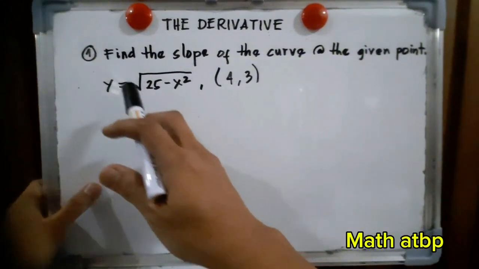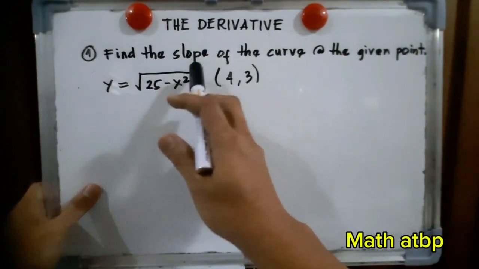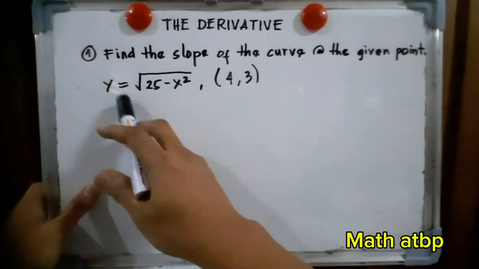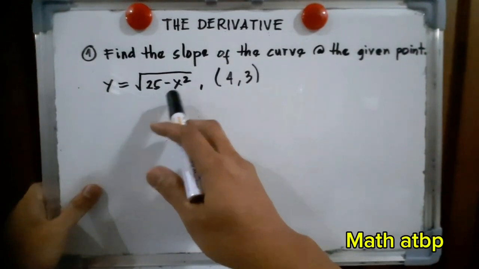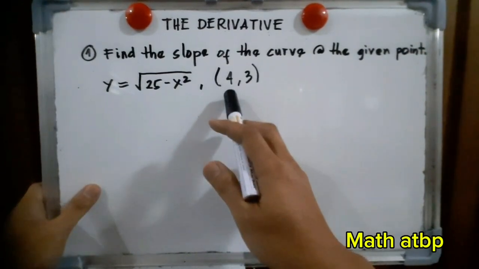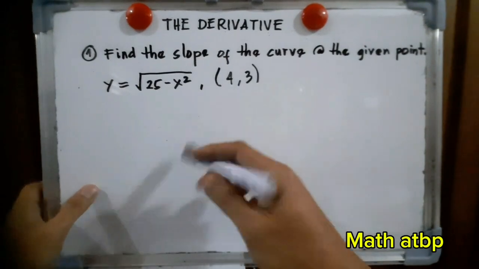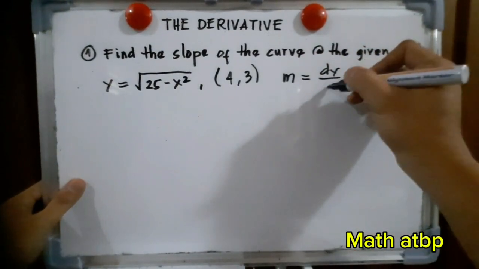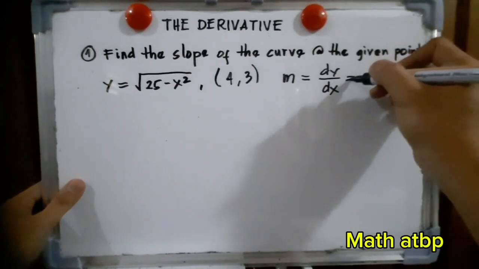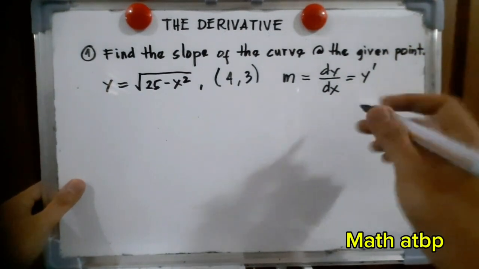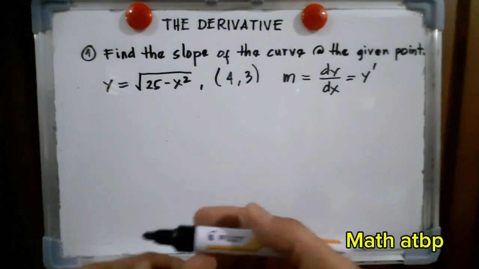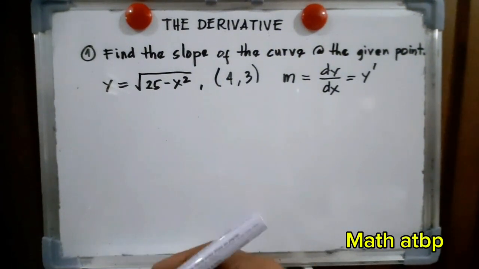Let us continue studying the derivative. In this example, we are asked to find the slope of the curve at the given point. y is equal to the square root of 25 minus x squared at the point (4, 3). What is a slope? Slope is the same as dy/dx, or simply your y prime. y prime is equivalent to the slope. Okay, so let us differentiate this.